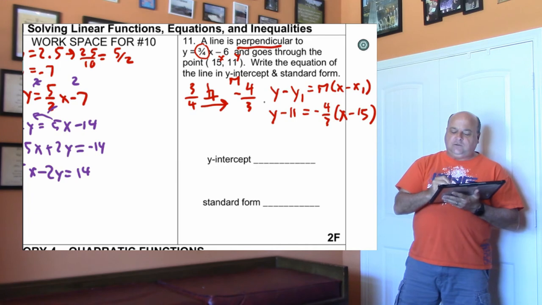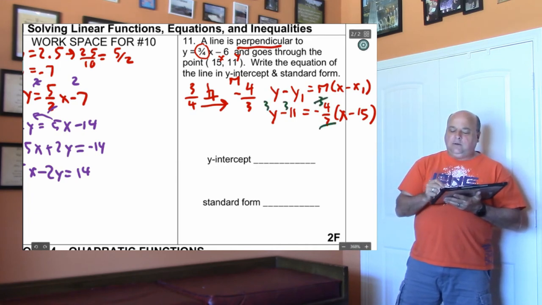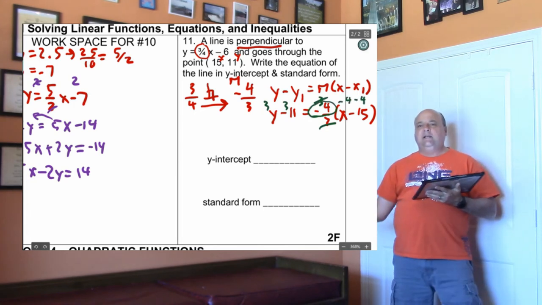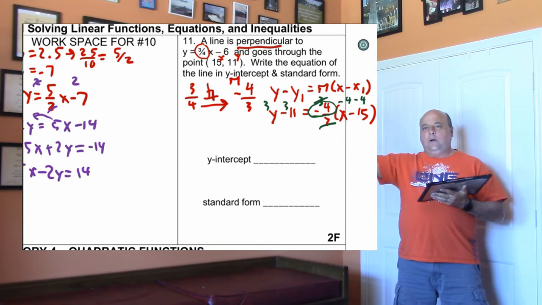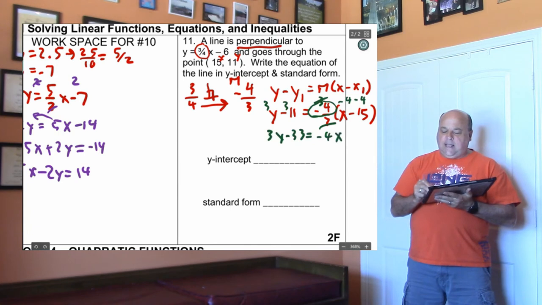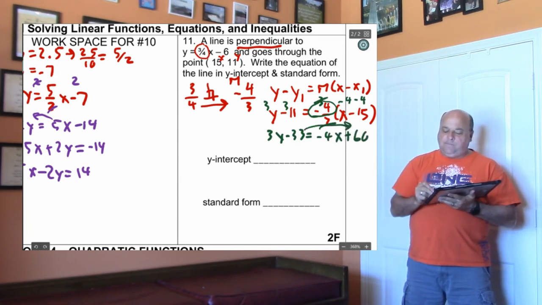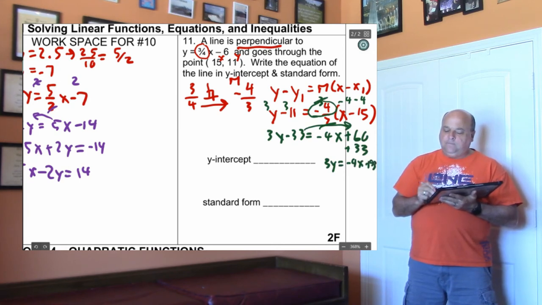So the fraction's 3, 3, 3, and 3, right? The 3's cancel out, and this -4 goes to the right, doesn't it? So the denominator goes to the left, the numerator goes to the right. So I'm going to get 3y minus 33 equals -4x plus 60. Now then, move this over every time. So I'm going to add 33, and I'm going to get 3y equals -4x plus 93.